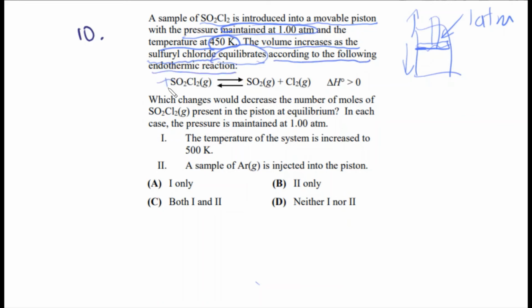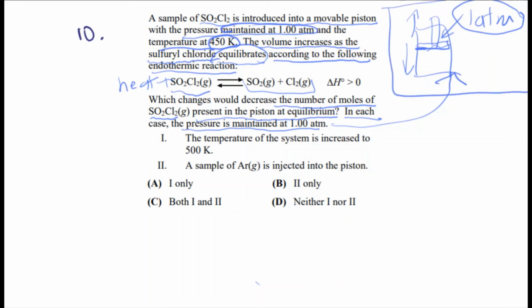So right away, since it's endothermic, we could write heat on the left side. Heat plus this thing is in equilibrium with SO2 and Cl2. Which change would decrease the number of moles of SO2Cl2 present in the piston at equilibrium? In each case, the pressure is maintained at 1 atmosphere. Just like what I said, the piston says, I want to be at 1 atmosphere no matter what. This will be crucial in solving the problem because this piece of information will actually change everything.